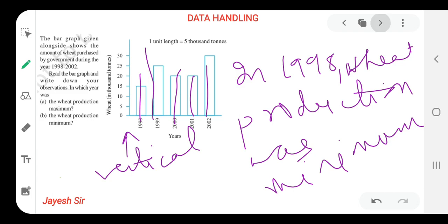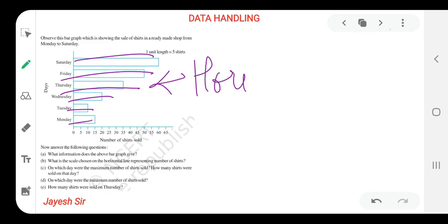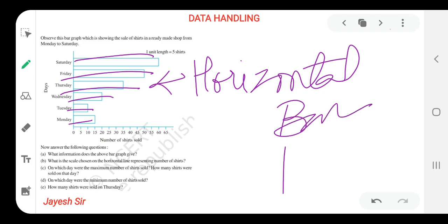And in the second question, this is called a horizontal bar graph. That means the bars go from left-hand side to right-hand side. This is called a horizontal bar graph. Yes, friends, I hope you are clear with that.